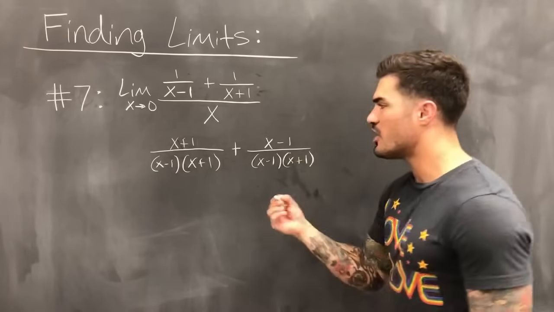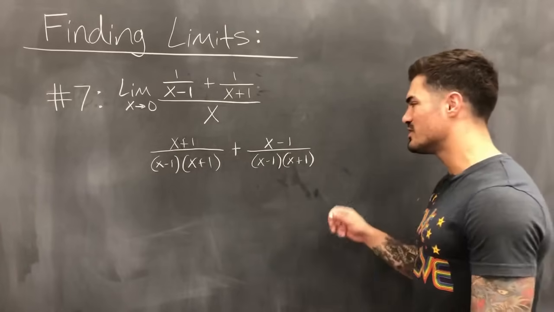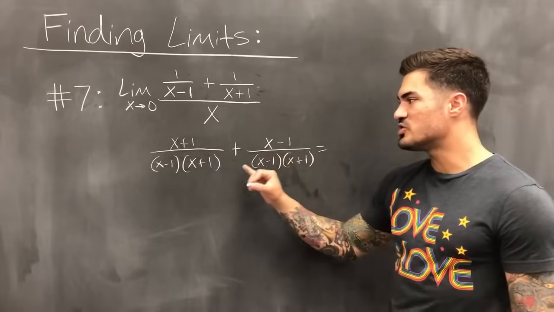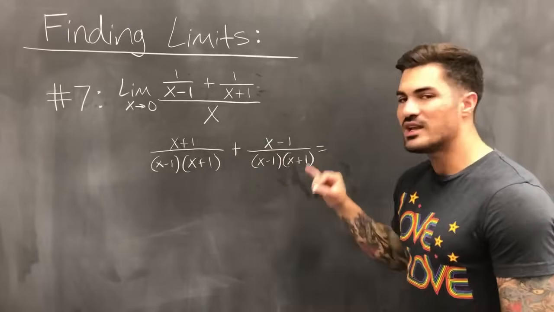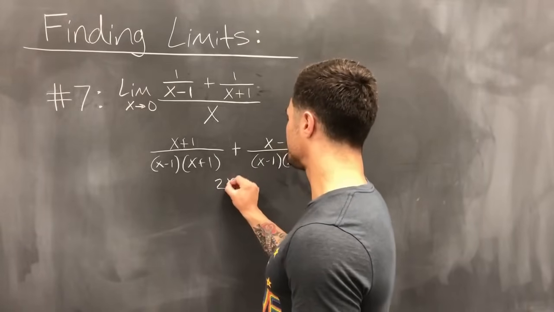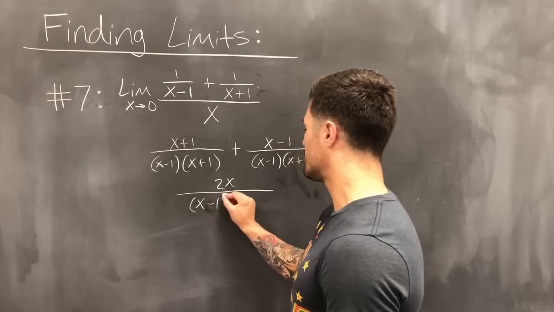So now I have a common denominator. I can combine these into the same fraction, or the same denominator, all right? So this equals what? x plus x, that's 2x. 1 plus negative 1, that's 0. So I'm left with 2x in the numerator. And then the denominator, I have x minus 1 times x plus 1.